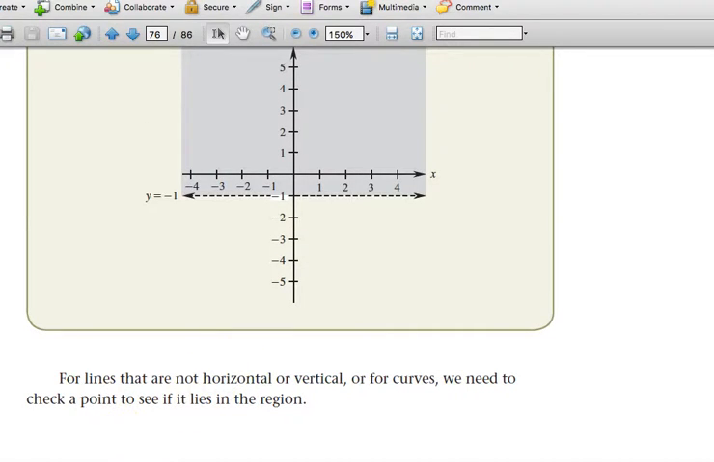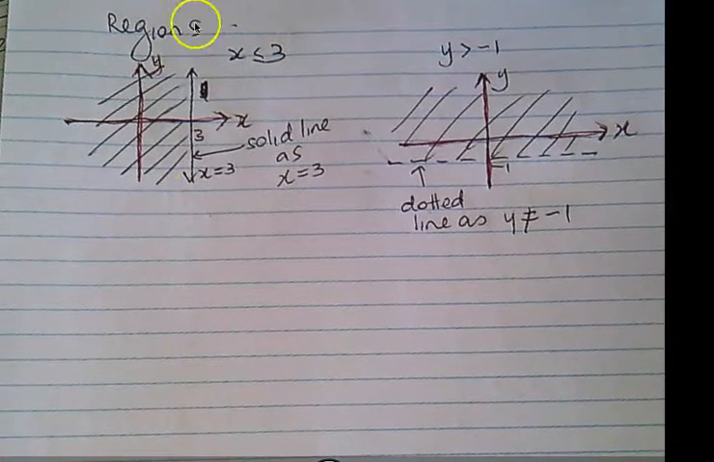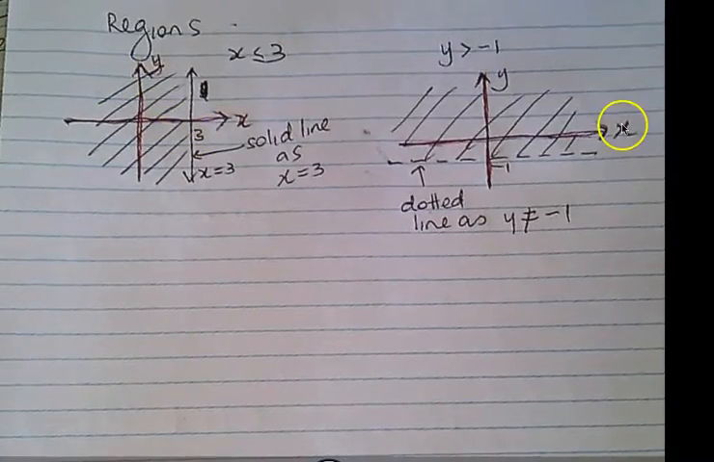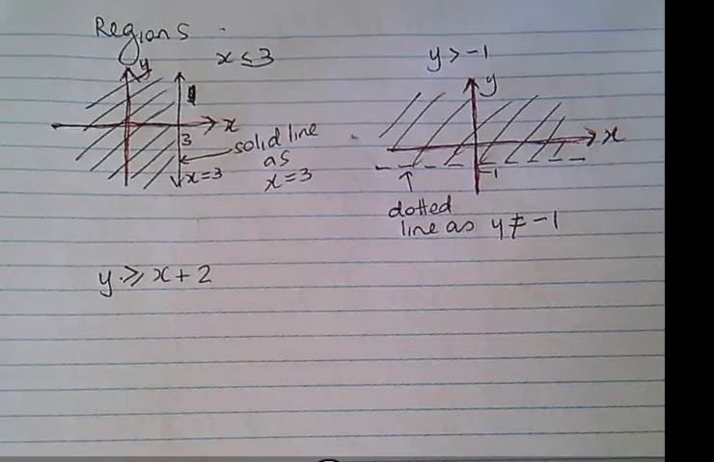Do you want to quickly sketch those two in your book? So we're going to sketch x is less than or equal to 3, and y is greater than -1. Just showing those there. Those are your horizontal and your vertical line types, okay?